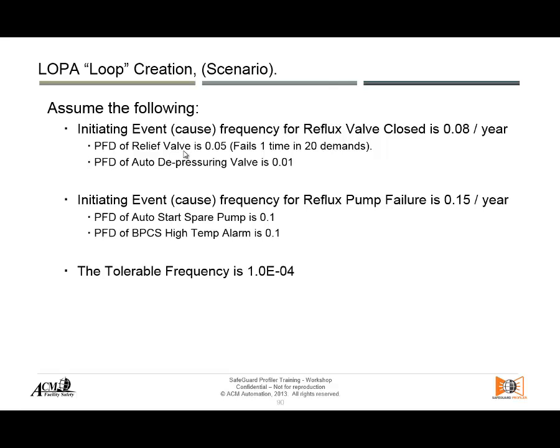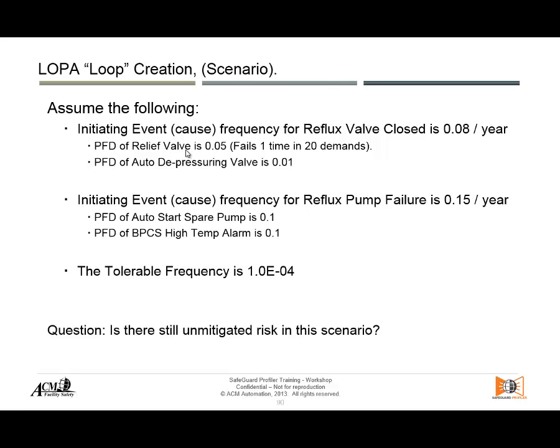And then the other thing that we needed in order to do the calculations was the tolerable frequency. What is the company's tolerable frequency with respect to this severity? What was the severity? The possible loss of life when the column overpressures and loses containment. So that's how often the company tolerates this type of accident happening: 1 in 10,000.